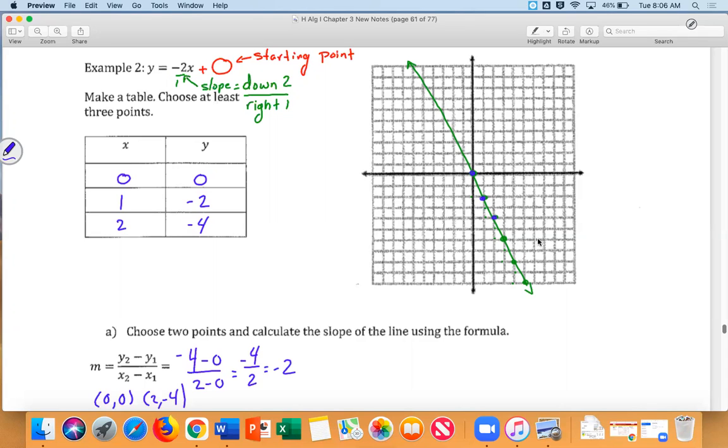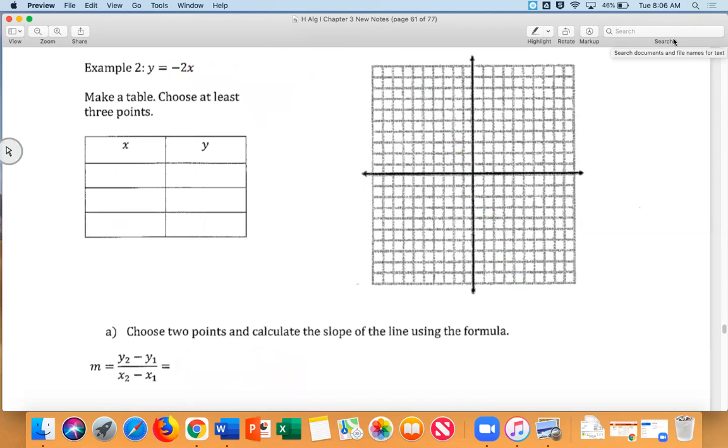And you can see that they're the same. Do you see how we're going to transition from making tables to just graphing because it's all the same information? And you can see if I take the graph and I look at where my graph crosses the y-axis, it crosses at 0. So that's my last answer. The y-intercept would be 0.